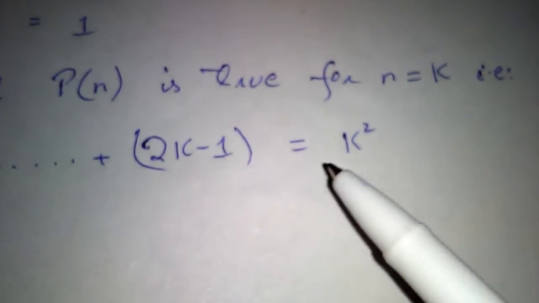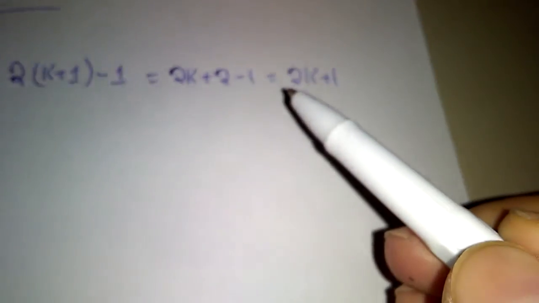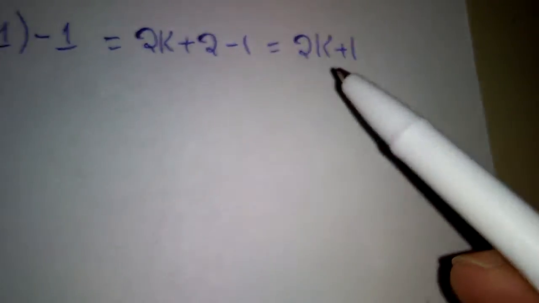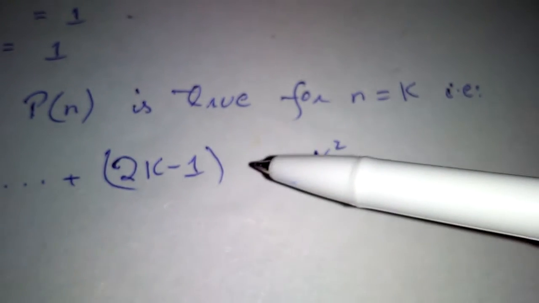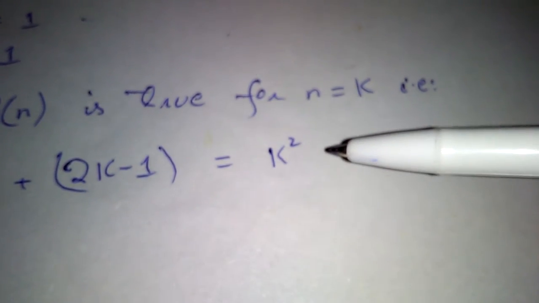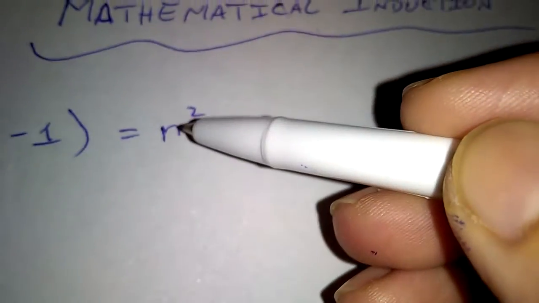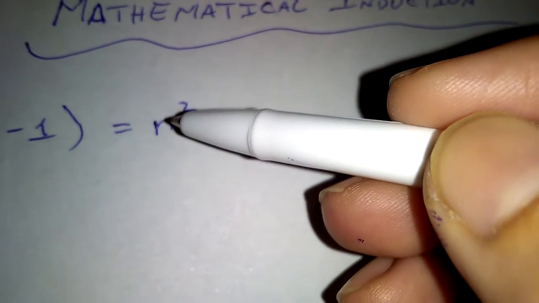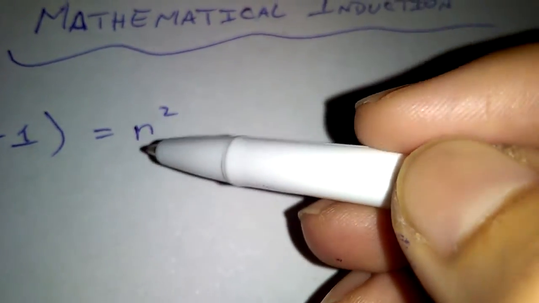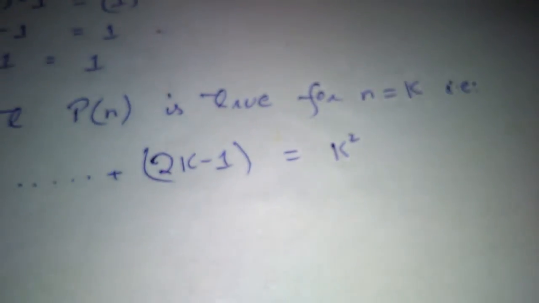Okay, so once I add up this value 2k plus 1 at both sides over here, I'm going to start solving the right hand side, and after solving it should give me a form of k plus 1 whole square. When I substitute k plus 1 in the place of my n, it gives me k plus 1 whole square. So after solving I should get that answer. So let's have a look what we have to do.